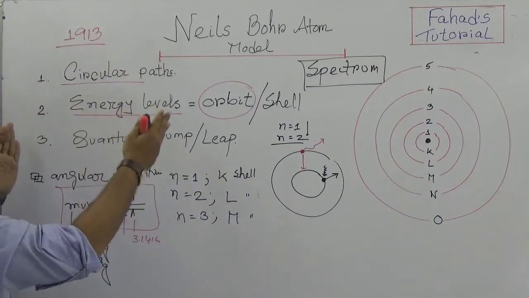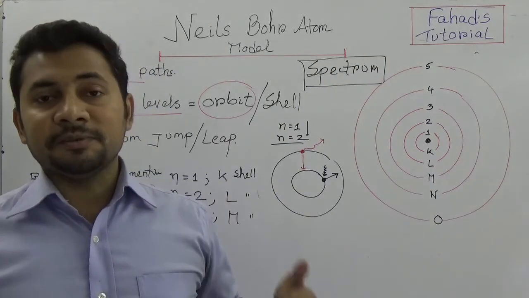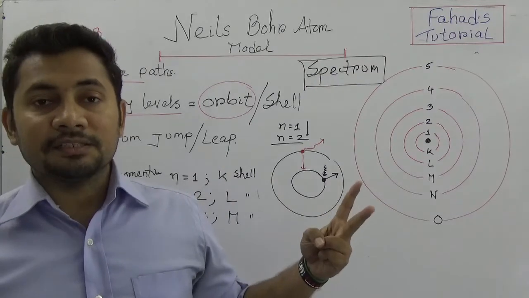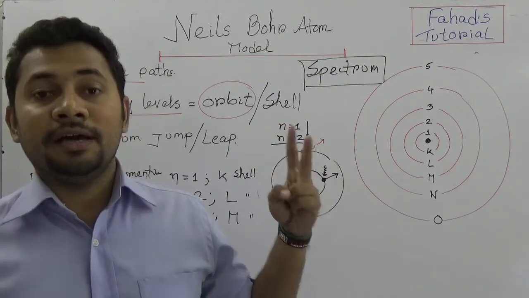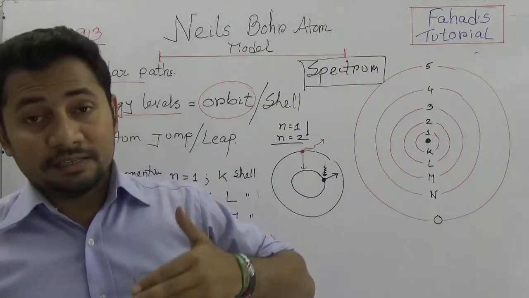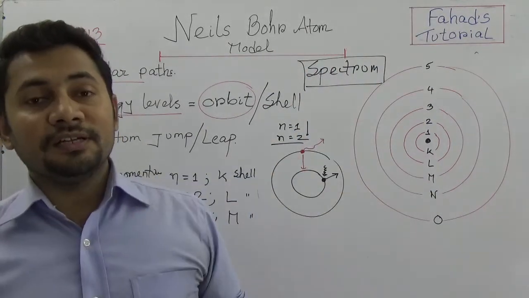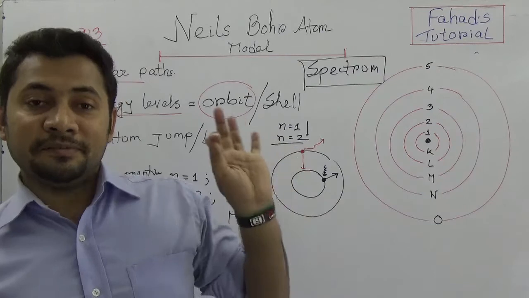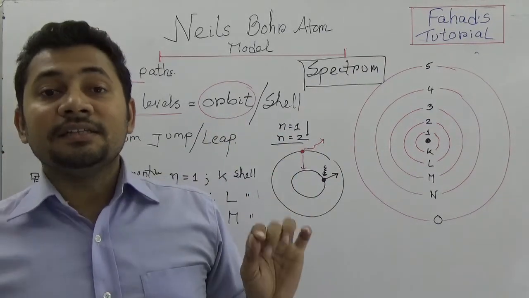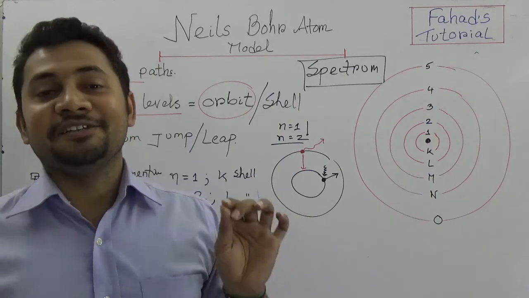So according to the Niels Bohr model, we got 3 postulates or statements. Number 1, the electron is revolving in a circular path. This circular path is known as the orbit or energy level, which is denoted as 1, 2, 3, 4, 5, like K shell, L shell, M shell, N shell, O shell. And then the third is when an electron absorbs a definite amount of energy, quantum jump will happen, and then we can see the atomic spectrum, because the spectrum is the combination of light in different colors.